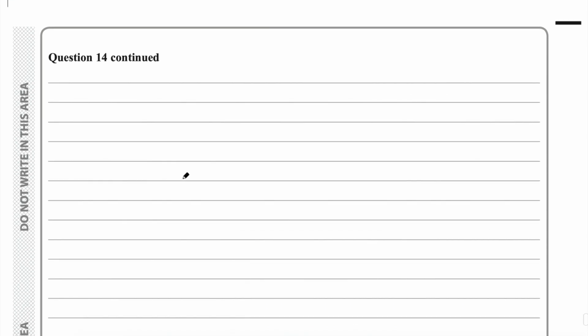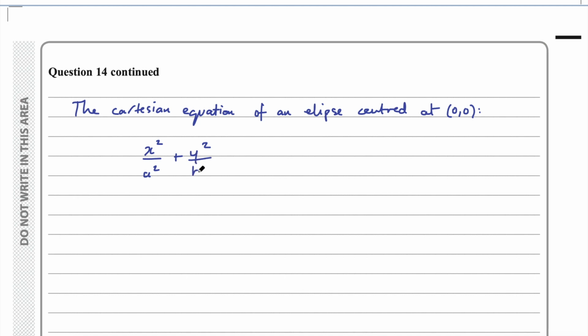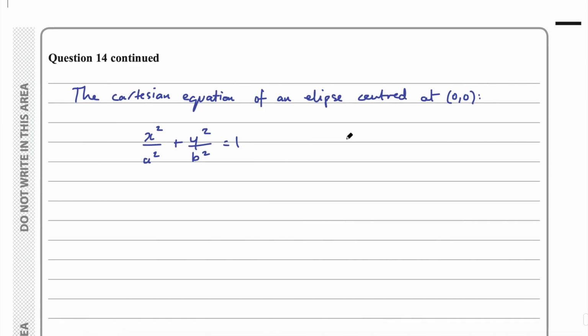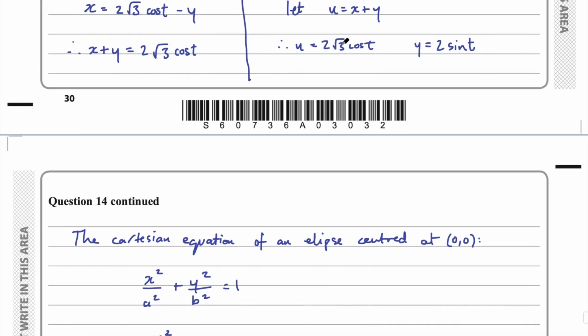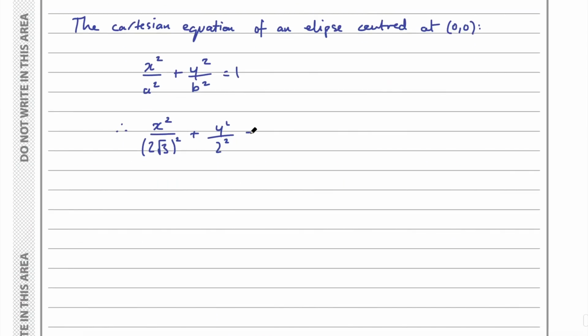Now we can talk about the Cartesian equation for an ellipse. So the Cartesian equation of an ellipse centered at 0, 0 is x squared on a squared plus y squared on b squared equals 1. So that's the general form of the equation of an ellipse. And this a and b comes from these parametric equations. This is the a, this is the b. So therefore we can say this will be x squared over a, which was 2 root 3. So this is going to be 2 root 3 all squared, plus y squared on b, which was 2. So this will be 2 squared equals 1.